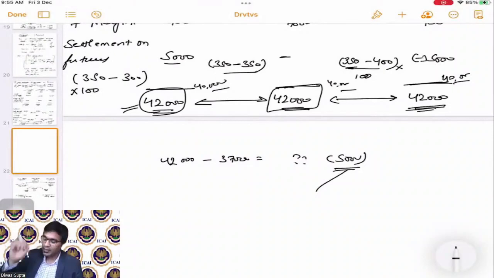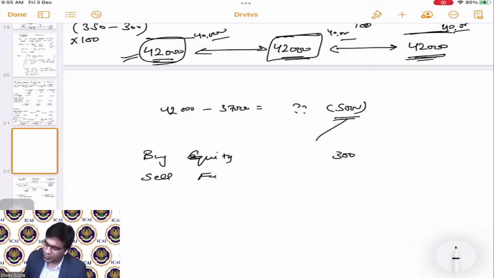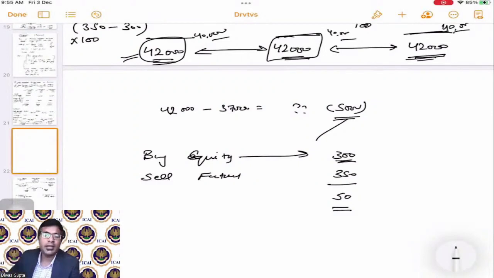See, we have purchased an equity share, buy equity share at what price? 300 rupees. We sell futures at 350 rupees. This is our initial transaction. What is the difference that we are locking here? 50 rupees. Buy equity share means currently we have a holding at 300 rupees.